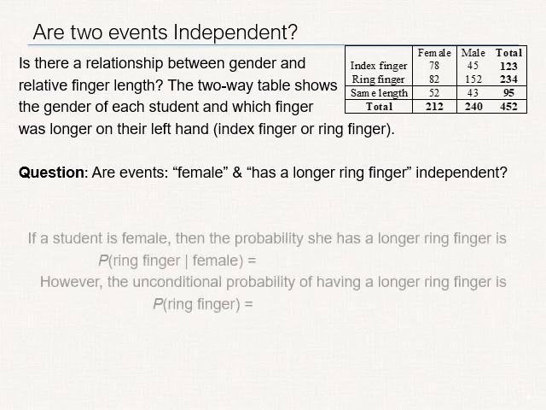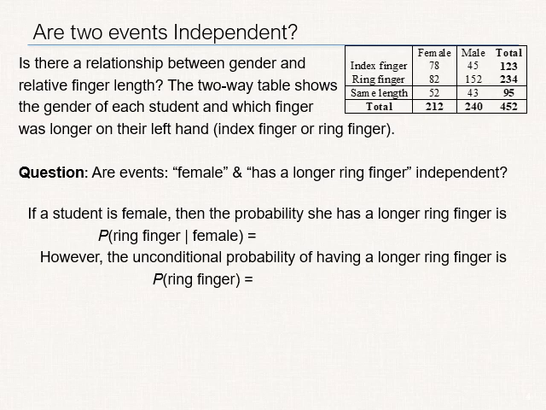We're going to use the rule that if they are independent, then the probability of your ring finger being longer, given that you're a female, should be the same as the probability of a longer ring finger overall. We can get these probabilities by looking at the counts in our two-way table. Given you're female, we're in this column of our table. So the probability of a longer ring finger given female is 82 out of the total, which is 212.